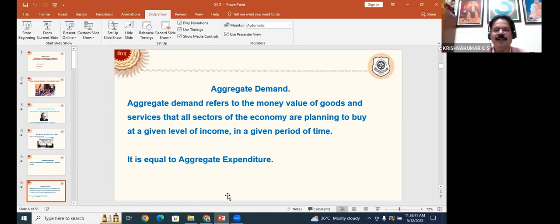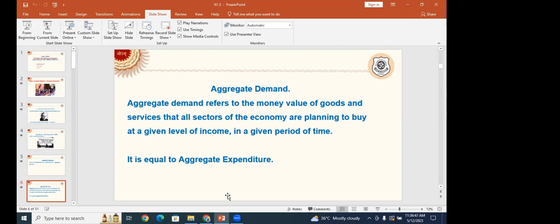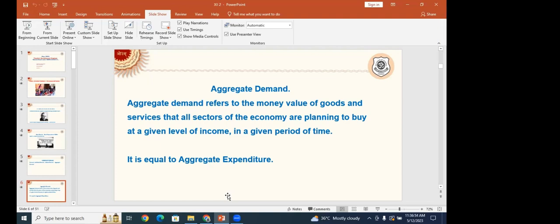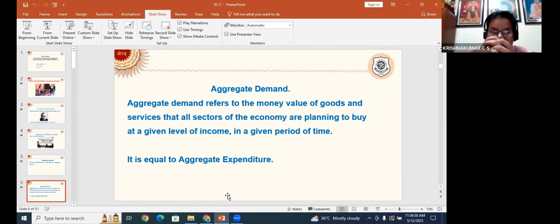Okay. Investment curve. What is the shape of the investment curve? Horizontal, parallel to x-axis. Can you tell me why? Because the investment is constant. Yeah, we assume it's an assumption.